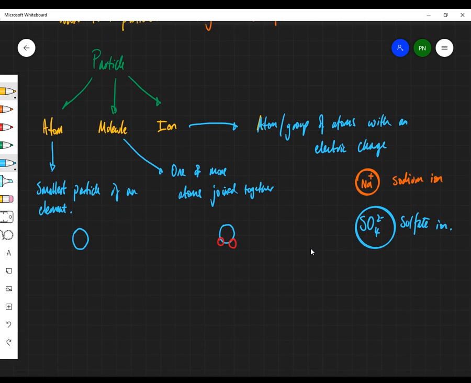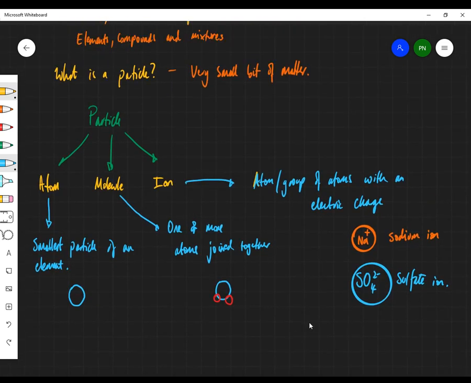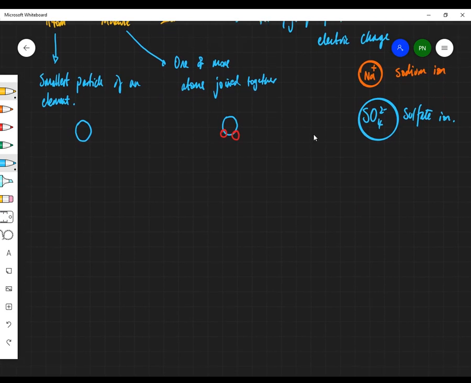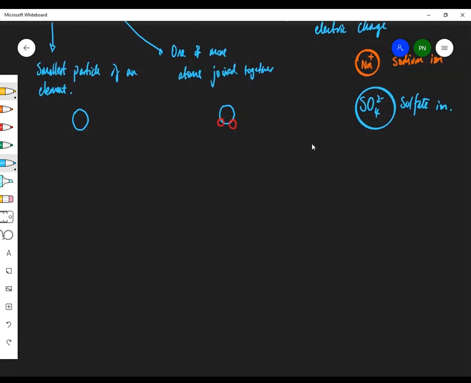From that, we're going to define now what we mean by an element, what we mean by a mixture, and what we mean by a compound. So we're going to move this up. First of all, we're going to look at what we mean by an element. An element contains only one type of atom. It's the simplest thing we can get. An element contains only one type of atom.